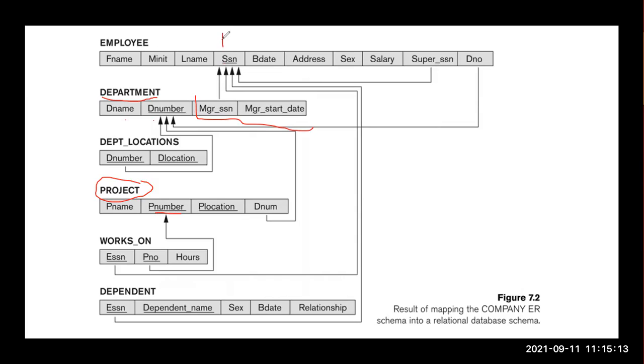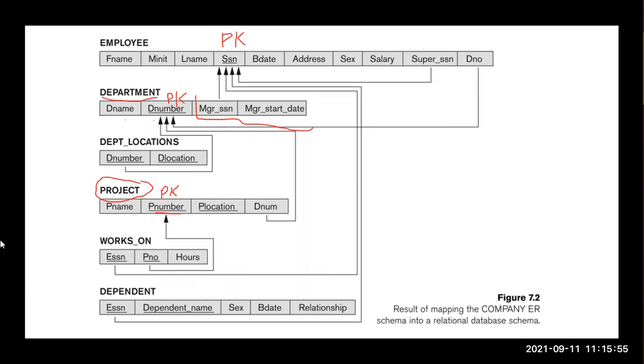So for the employee table, SSN is the primary key. For the department table, D number is the primary key here. And for the project table, project number is the primary key. So this is done here. And you might be thinking about department location, works on, dependent. Those tables are also available here. We only have to keep checking what attributes are present. But the main focus is on the regular entities or strong entity types.